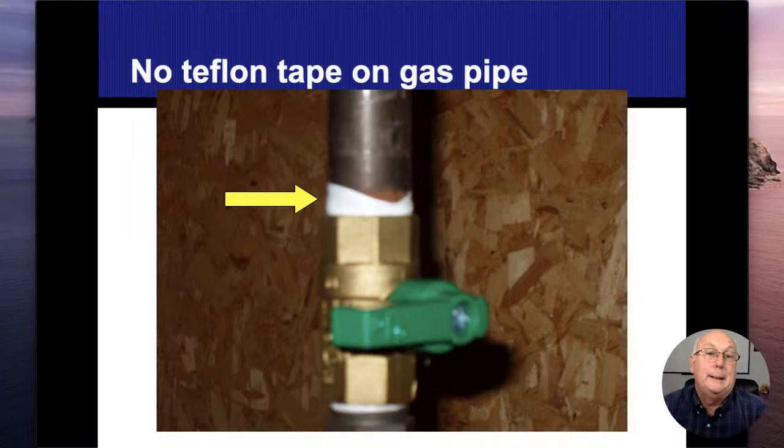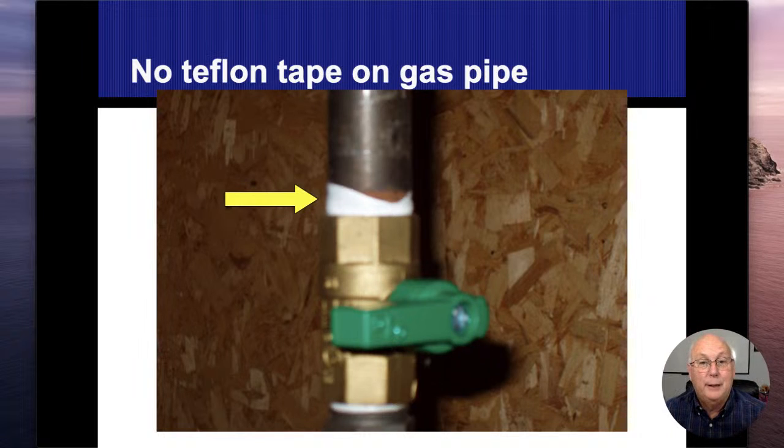Teflon tape on gas pipe is basically a no-no. I don't have any history or knowledge where these things have actually failed from putting Teflon tape on there, so I can't speak to or against it at all. But rules are rules. We don't make these type of rules unless something did happen. So usually it's going to end up being pipe dope that we'll see on there.